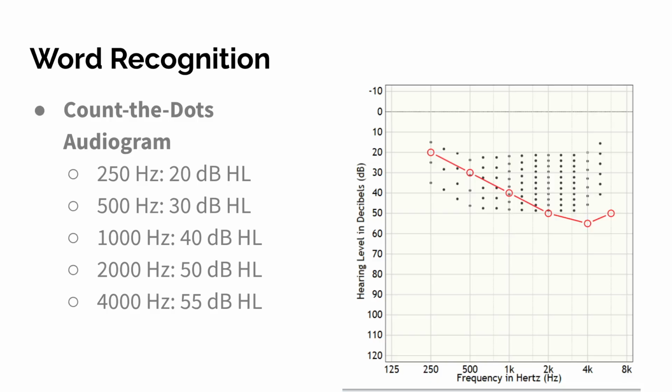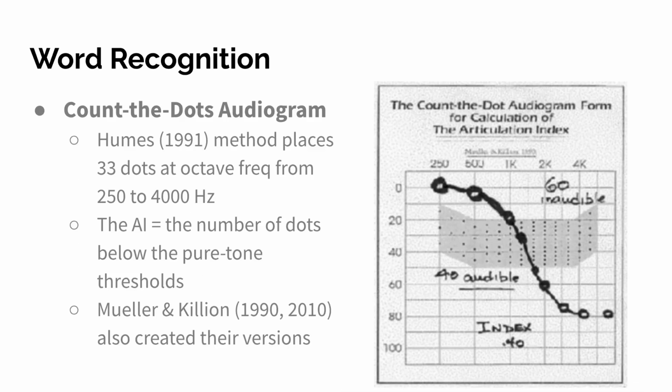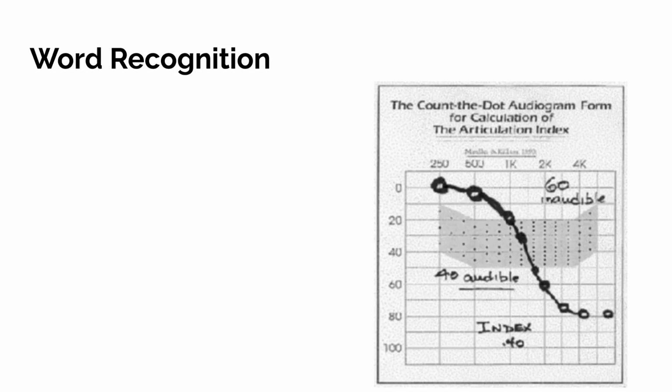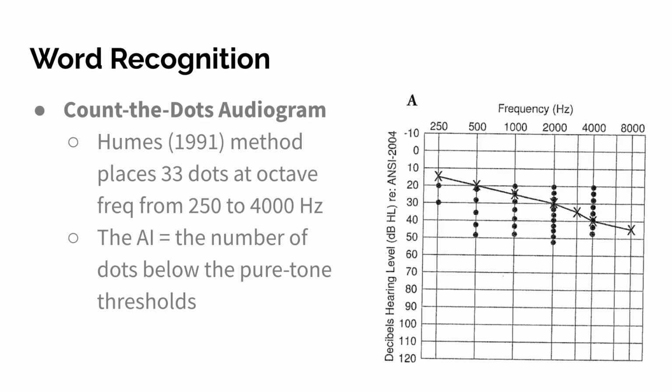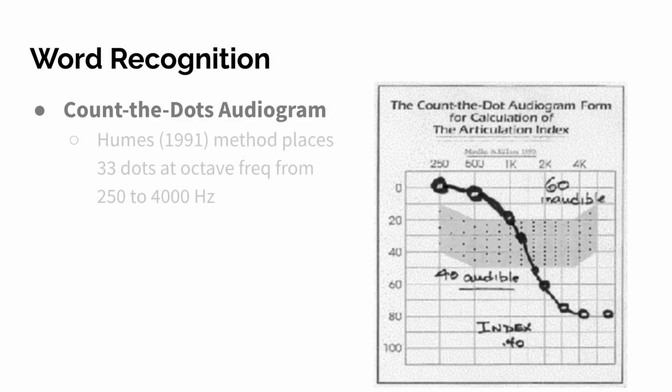I'm sorry, I misspoke. Let me go back here. Let me rewind. I said this was wrong. It is the dots below the audiogram that you're counting for the speech intelligibility index. Not the dots above, the dots below. This is not backwards. You have 40% as the speech intelligibility index. 40%, it's the dots below the audiogram, not above. My apologies.